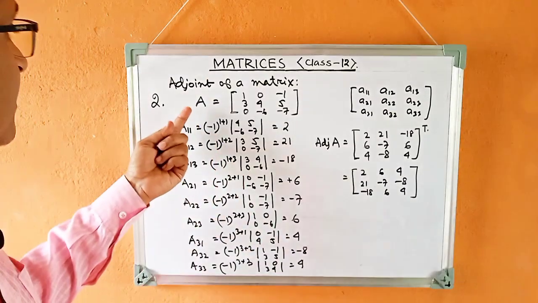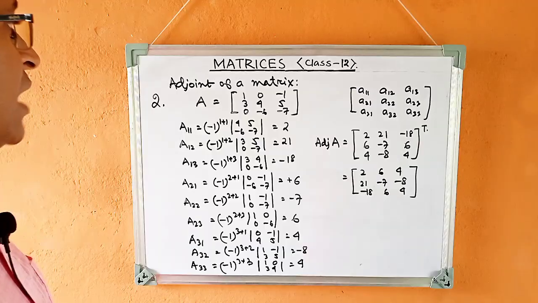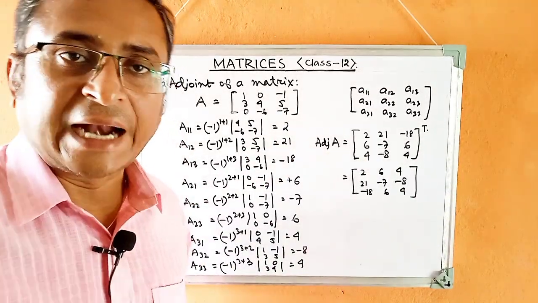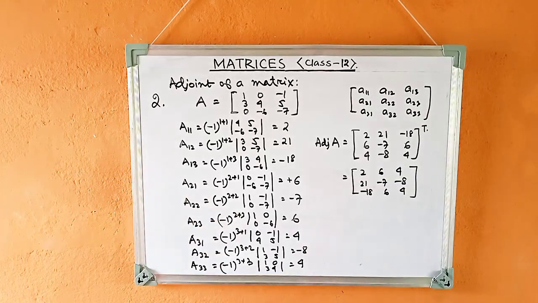Okay, so matrix A is given, a square matrix of order 3. Find out the adjoint of the matrix. This is the process of how to find the adjoint of a matrix. Clear? See carefully. Hope all of you understood. Next sum. Go to the next sum.